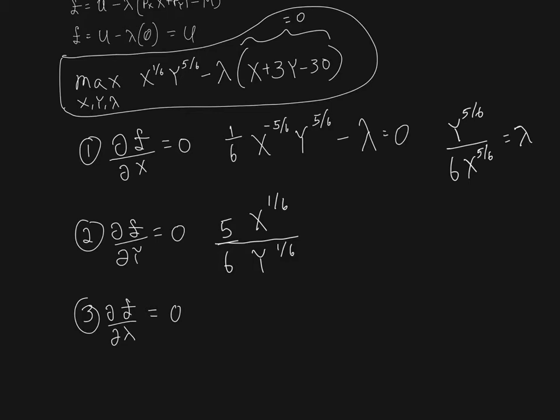Minus lambda 3 is equal to 0. And notice that when we simplify, we can just add lambda 3 to both sides, and you get this.